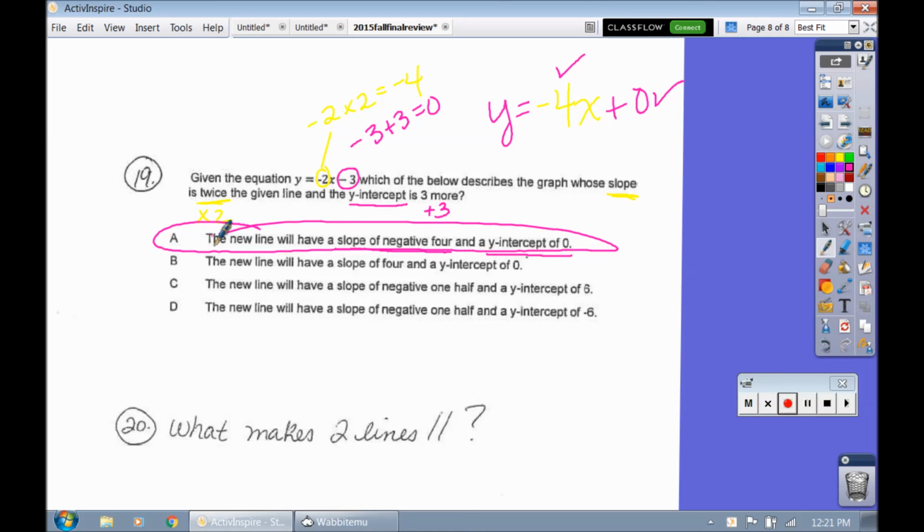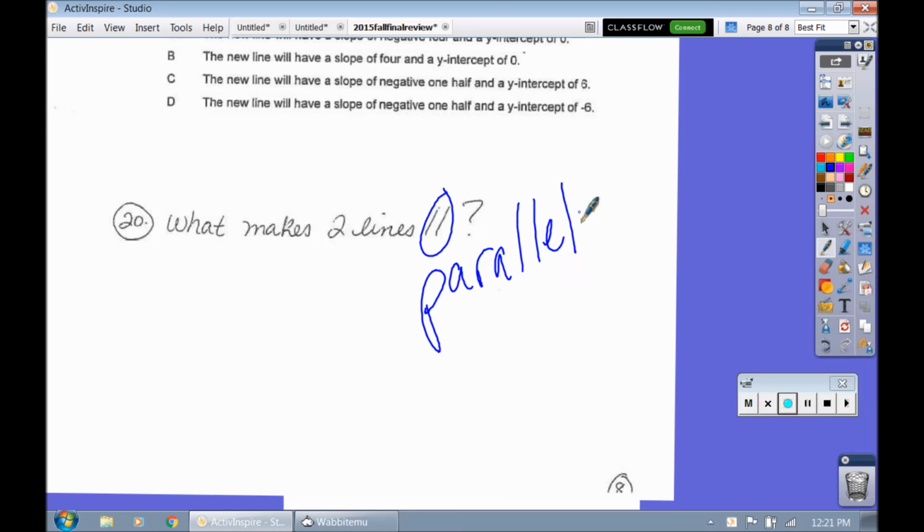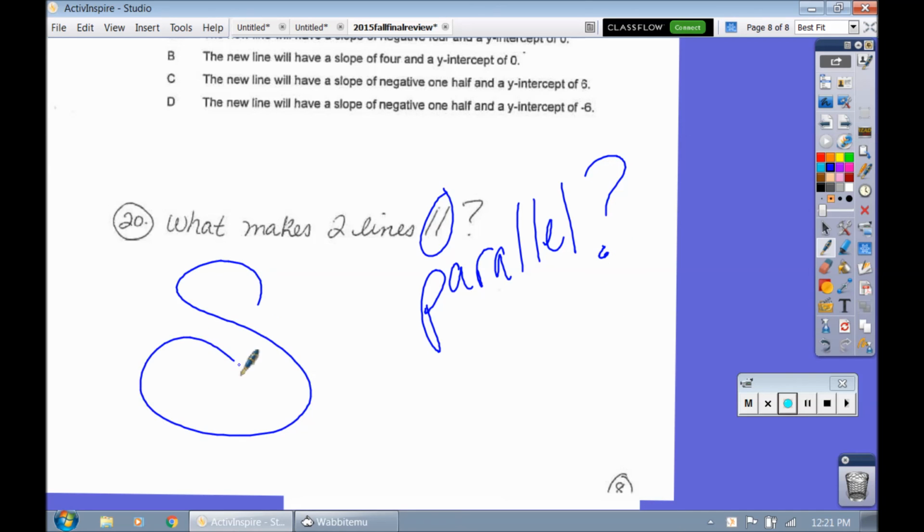Yeah, buddy. Here we go, number 20. This is our last one. What makes two lines parallel? It's not the fact that they don't cross, it's the fact that they have the same slope. The reason why they don't cross is because they have the same slope. They have the same m value, same slope.